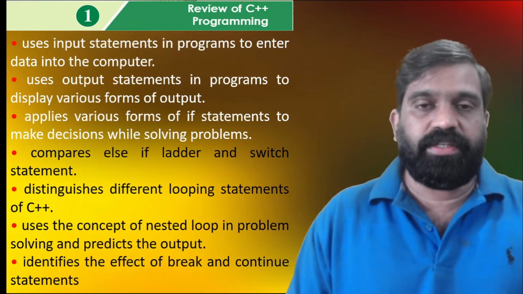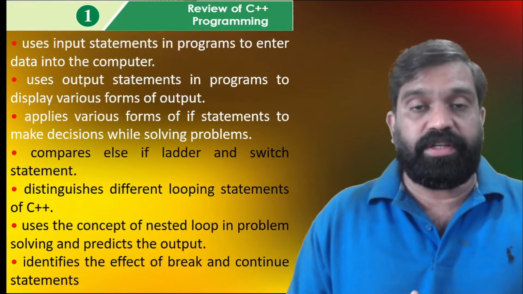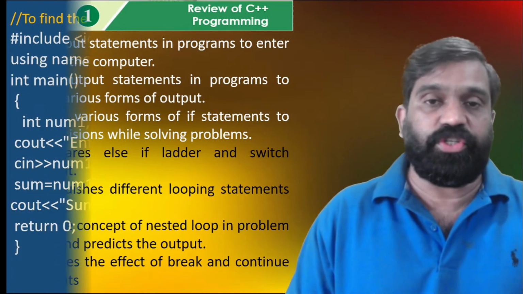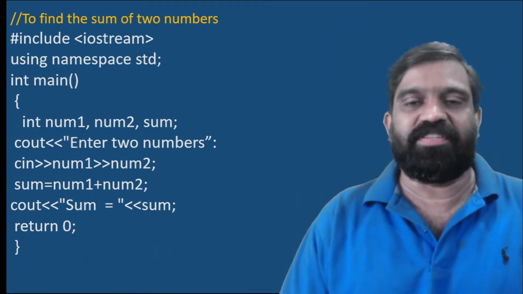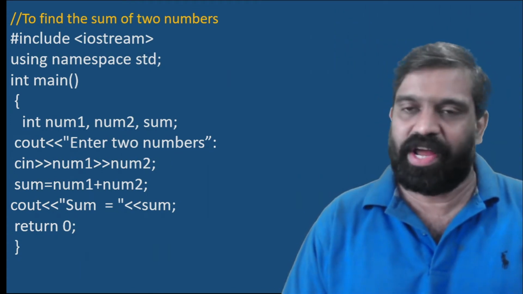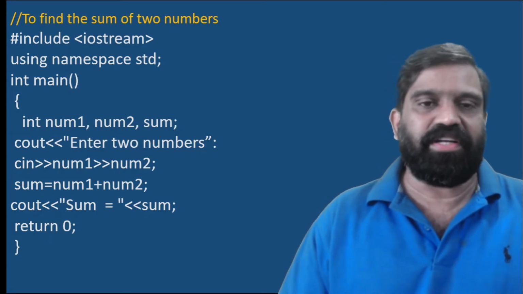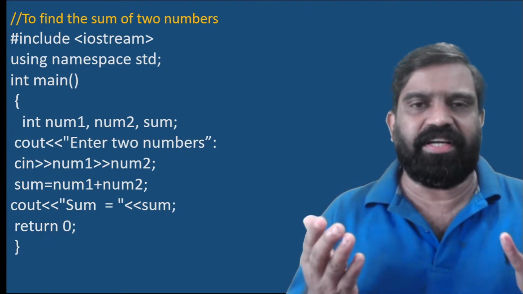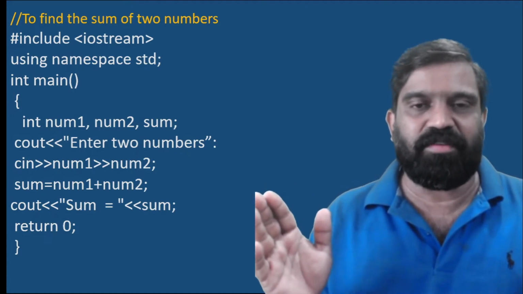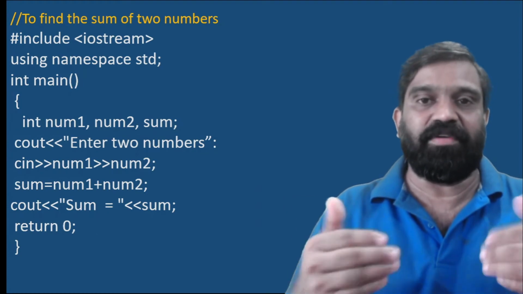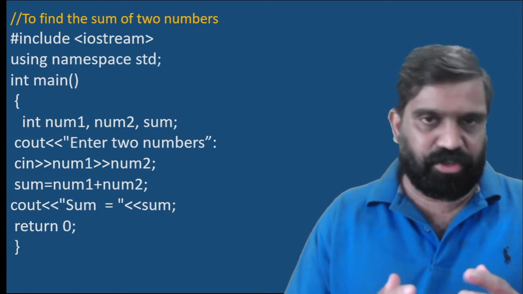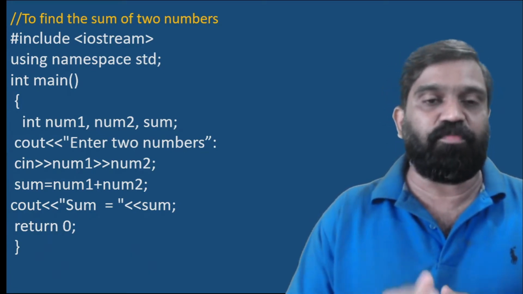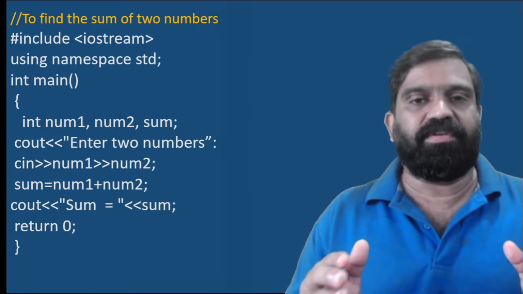So for that, we have to recapitulate the different things that we learned during the last session. Just see one simple example in a C++ program. It is to find the sum of two numbers. The user can enter any two numbers and those numbers will be added together and the sum will be displayed. That is our aim. As usual, we have to include the header file iostream and use the namespace std. Then we have to start the main function.